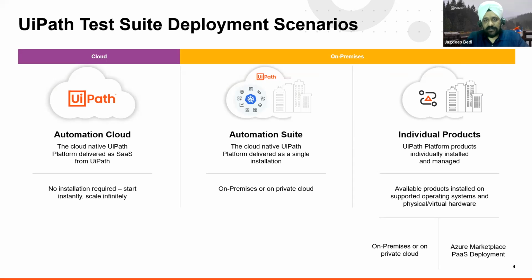The second scenario would be the automation suite. You can install the test suite with the automation suite, which could be on-prem or private cloud. And the last would also be on-prem, that would be a virtual machine on the private cloud. That would be the individual standalone installation. We will show you the PaaS also on Azure and on the IaaS. Once it has been installed, it can be linked with your existing orchestrator so that you have a single identity to log in to the test manager as well. So these are the three typical scenarios to install the test suite.